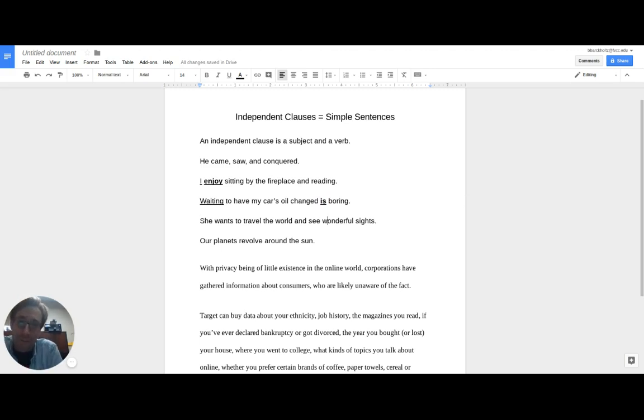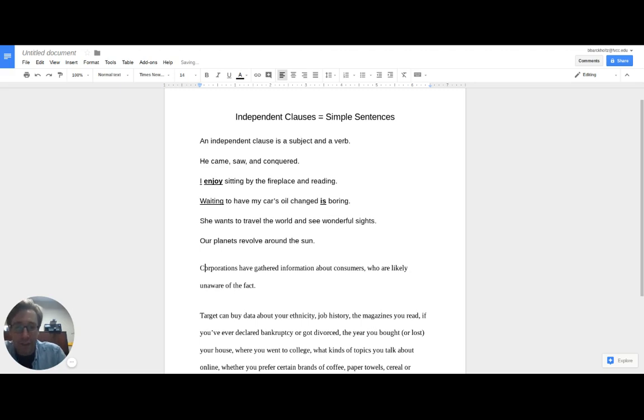And if we have several subject verbs in a sentence, then it changes the style. So let's go down here to an example from one of my students. With privacy being of little existence in the online world, well, here's a clue. You cannot use prepositions as a subject. A subject will never be in a prepositional phrase. And so in this case, we can almost take this out and say it cannot be in this introductory clause. This is why it's important to have commas after introductory clauses. So it can't be there.